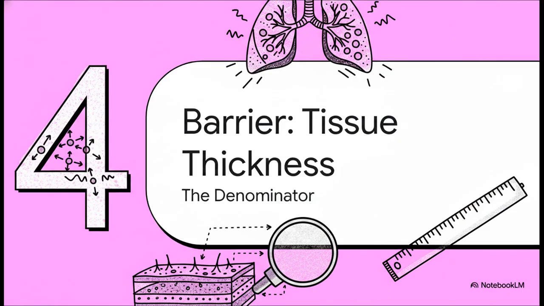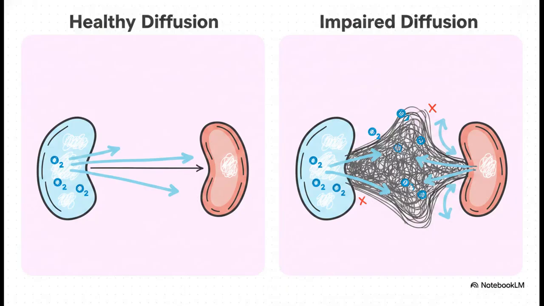All right, moving below the fraction line to section 4, the barrier or tissue thickness. This is the denominator of Fick's equation. So that entire numerator we just talked about, it gets divided by the physical thickness of the interface the gas actually has to cross. And this brilliantly illustrates the delicate balance of the lung.